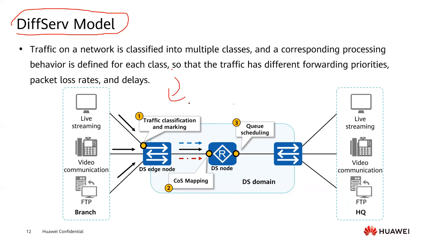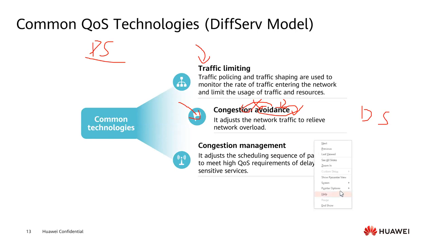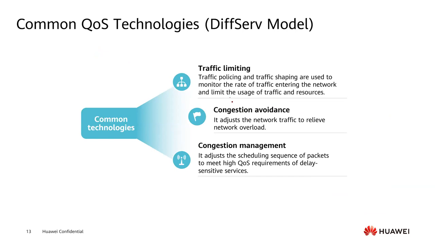About the details of the DS model, we'll talk a little bit later. In the DS model, we basically have three common QoS technologies. The first is traffic limiting. Traffic limiting means how much traffic I can receive and how much traffic I can forward out. The second is congestion avoidance. This technology does not avoid the congestion itself. Congestion always exists. It avoids the consequences of the congestion, because sometimes congestion will create some trouble, and we want to avoid that trouble.